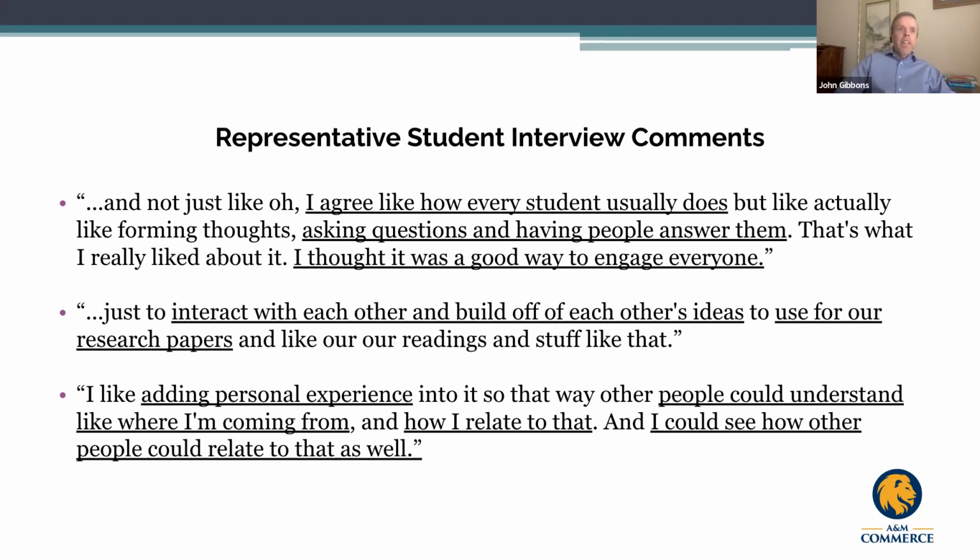the reason stuff. And then here, I liked adding personal experience. So that's community building I was talking about. And it's a way that other people could understand where I'm coming from, how I can relate to that, and see how other people can relate as well. So again, this idea of you using it to build a community in an online class, which is sometimes difficult for students to do because there's not that much sort of real feeling of interaction with other students.